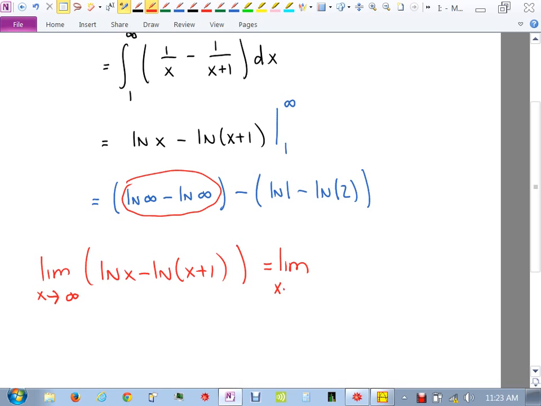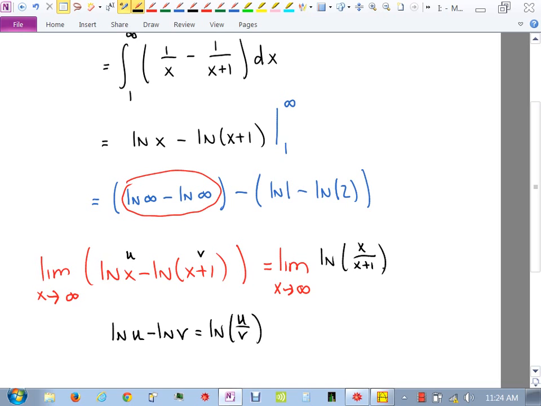Can't factor. There's a property of logs that says that if you have the natural log of, let's say, u minus the natural log of v, that's equal to the natural log of u over v. That's a property of logs. So what I can do here is look at this x as being u and this x plus 1 as being v, and then rewrite this as the natural log of x over x plus 1.